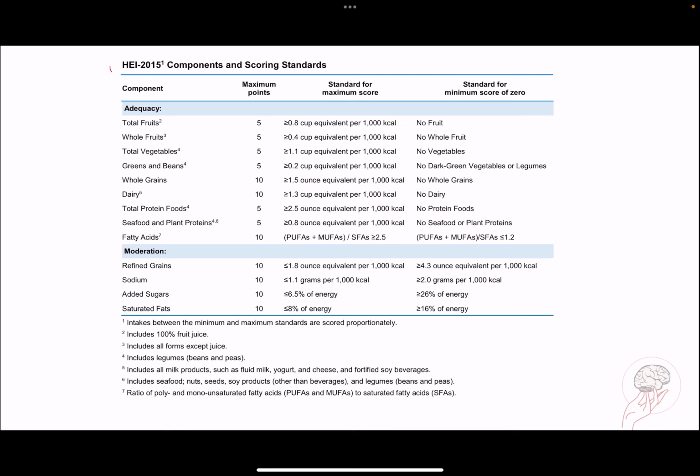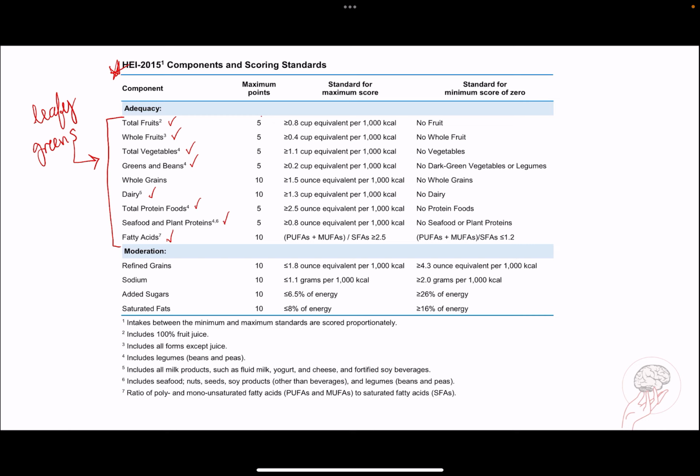So this is the 2015 components and scoring standards. I think they may have come up with a 2020, but they're not too different, so I haven't changed this slide yet. But here we see our adequacy components. Total fruits, whole fruits, total vegetables, greens and beans, which is not the same as green beans. This is like leafy greens. Dairy, total protein, seafood and plant proteins, and a fatty acid ratio.